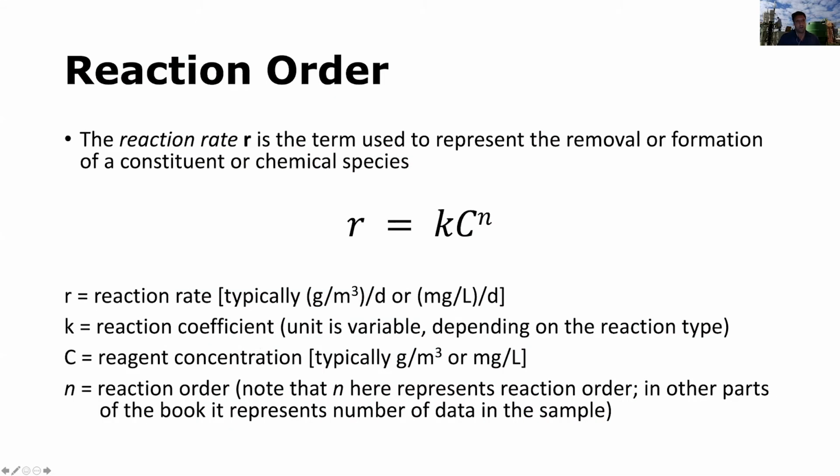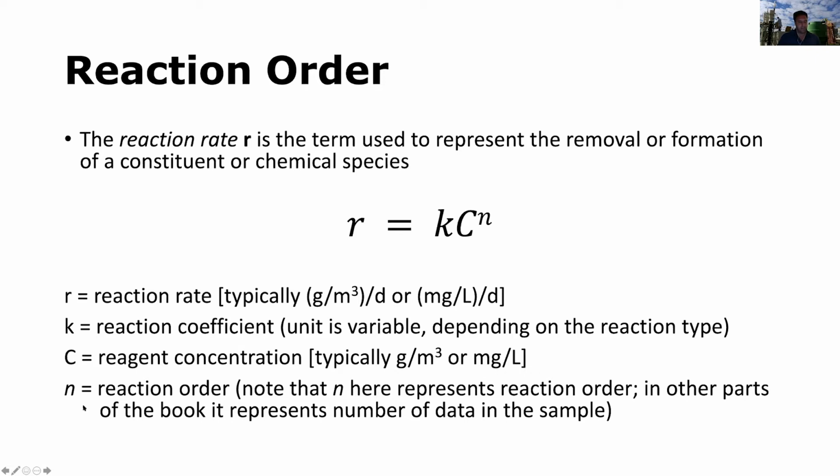Reaction order. The reaction rate R is the term used to represent the removal or the formation of a constituent or chemical species. So R is defined as being equal to K times C raised to the n power. R being the reaction rate, typically with units milligrams per liter per day. K in this equation is the reaction coefficient. The units of this vary and depend on the type of reaction. And C is the concentration of the reagent, typically in milligrams per liter.